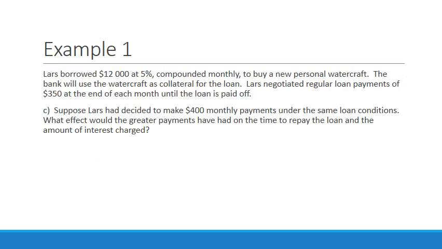Part C. Suppose Lars had decided to make $400 monthly payments under the same loan conditions. So everything's the same as previously, just a higher payment. What effect would the greater payments have had on the time to repay the loan and the amount of interest charged? Well, off the top of my head, I don't know what kind of effect it has. So I guess let's actually solve the situation and then compare it to the first one. So that means we get to use a calculator again.